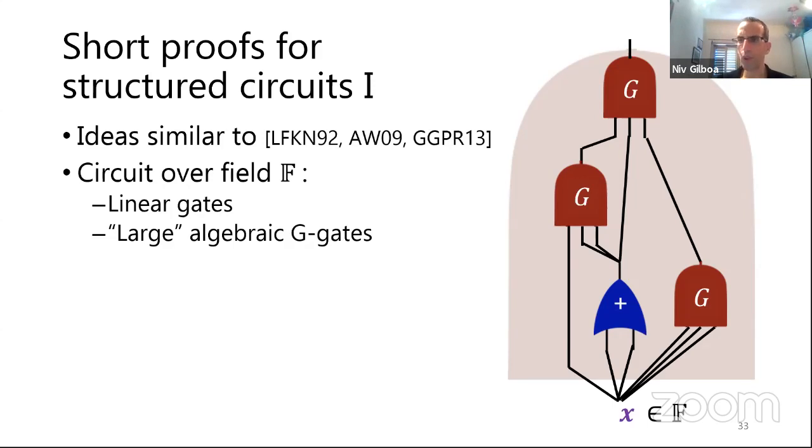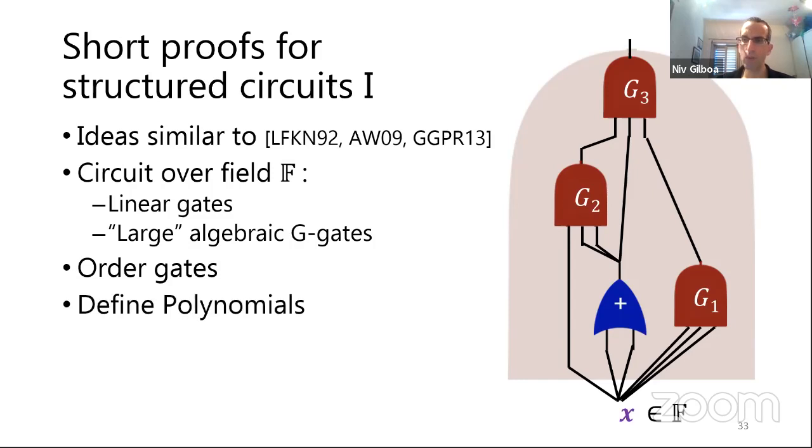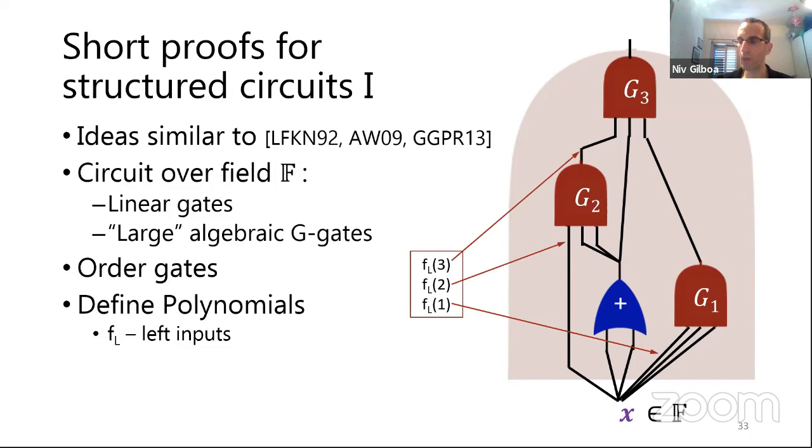I'll just briefly show the idea of how this is done. On the right, you see structured circuits. We have this circuit with a bunch of G gates. And we're going to order the gates. So we have some specific order. And you see that G3 is the output gate of the whole circuit. And we're going to define polynomials. So polynomial FL is going to be defined by the left input wire to each gate. So FL of 1 is the left input wire to G1, FL of 2 is the left input wire to G2, and so on.